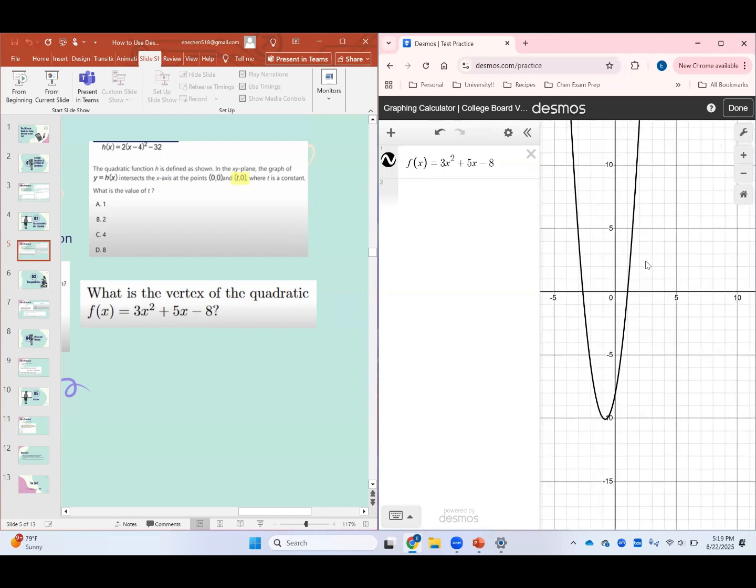So again, you can click on the graph and then hover over the vertex point, and you can see the vertex right there.